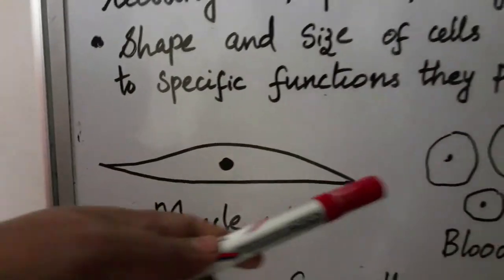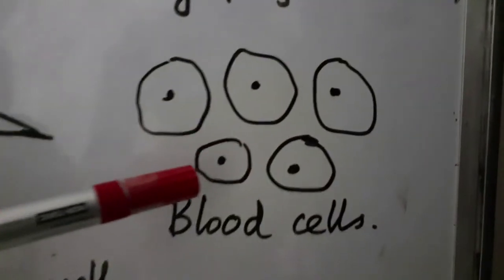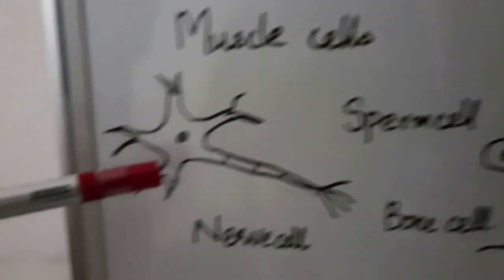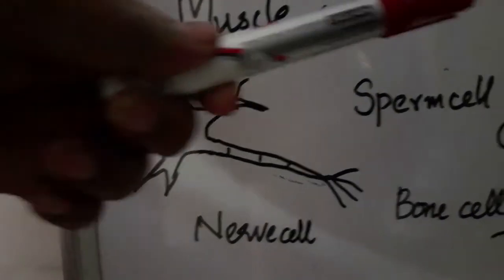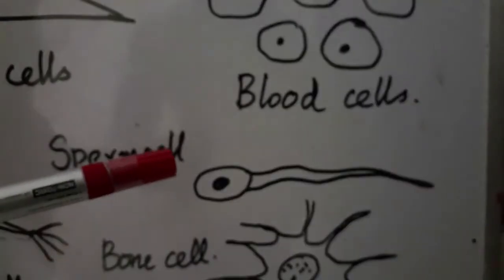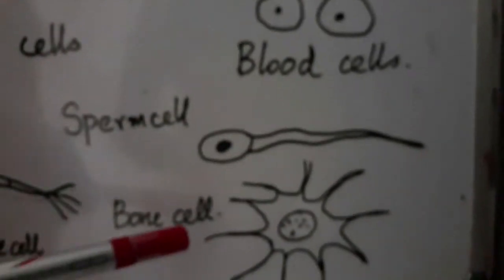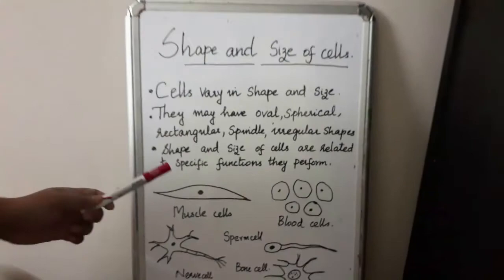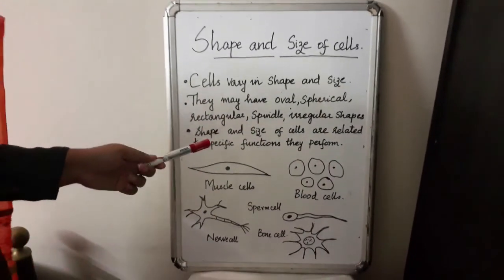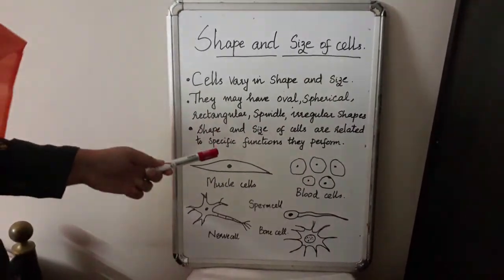Blood cells are round in shape. Nerve cells, the brain cells, are irregular in shape. Sperm cells are a little elongated with a tail. Bone cells are irregular. So these are the different types of cells seen in our body. They vary in shape and size.